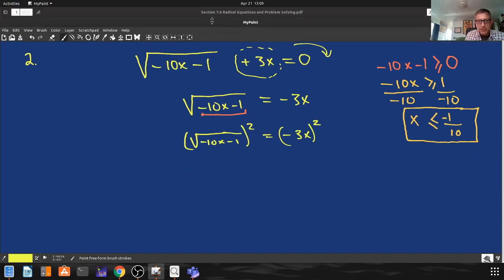Give me some more room. So when I square the left-hand side, the radical is removed. And minus 3x squared is minus 3 squared, which is 9, and x squared is x squared. So this is a quadratic equation. So I suspect I'm going to get two solutions. I'll have to check both of them.